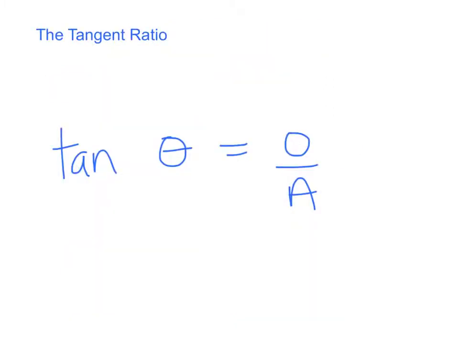All right, let's have a look at the tangent ratio. The tangent of theta, again, could be a letter, could be a number, 25 degrees, is equal to opposite over adjacent.